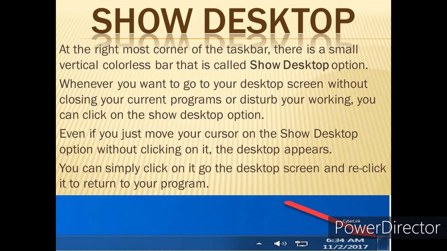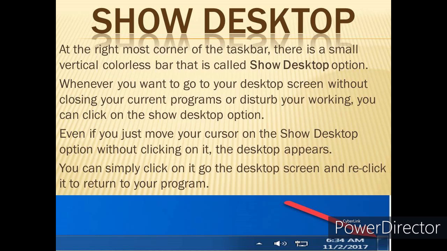Next is the show desktop button. At the rightmost corner of the taskbar, there is a small vertical colorless bar that is called the show desktop option. Whenever you want to go to your desktop screen without closing your current programs or disturbing your working, you can click on the show desktop option. Even if you just move your cursor on the show desktop option without clicking on it, the desktop appears. You can simply click on it, go to the desktop screen and re-click it to return to your program.